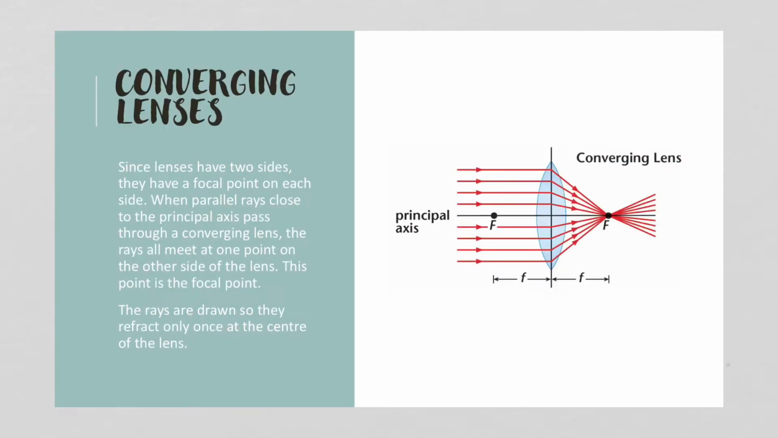Because lenses have two sides, there's a focal point on both sides of the lens. When parallel rays close to the principal axis, as you can see here, pass through a converging lens, the rays will all meet together at one point on the other side of the lens. That point is known as the focal point. The rays are drawn so that they refract only once, and they do that at the center of the lens. So if we were drawing a ray diagram, we would draw a parallel line, find the center of the lens, and then it would refract and go through the focal point. You can see that they're all converging here, and then they diverge again after the focal point.